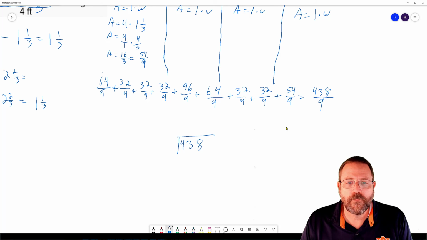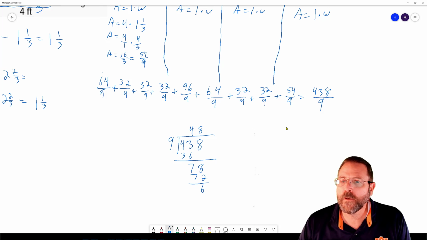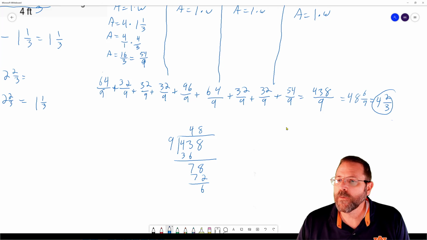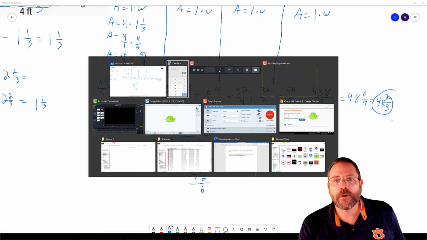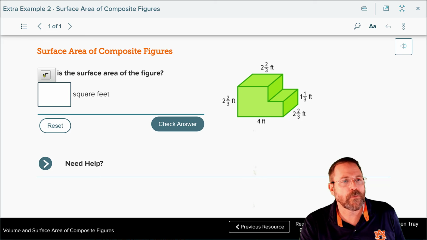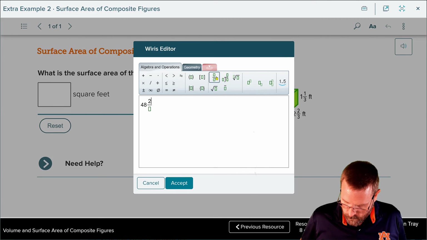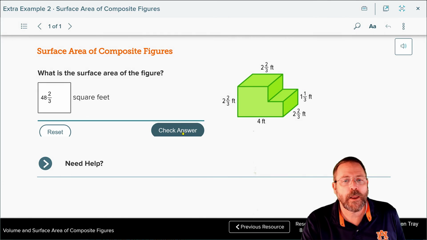438 divided by 9. 9 goes into 43 4 times, which is 36 with 7 left over. 9 goes into 78 8 times, which is 72 with 6 left over. So your answer is going to be 48 6/9, also known as 48 2/3, which I'm going to circle. Now we're going to come back over here to our test problem, type in the answer we came up with, which is 48 2/3, accept, and check.